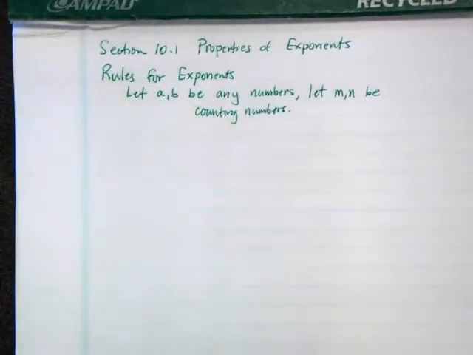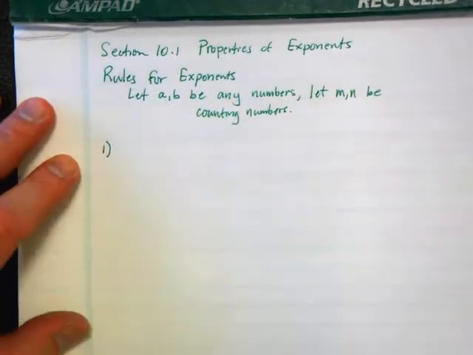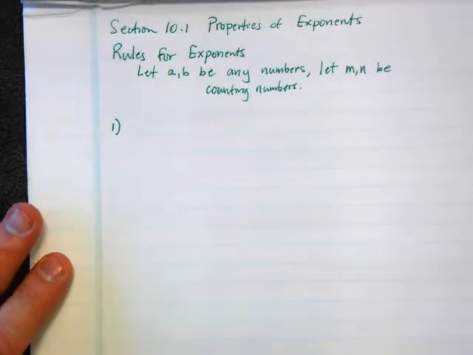So what are counting numbers? What do I mean when I say M and N are counting numbers? What are the counting numbers? If you're going to count, you go 1, 2, 3, 4, 5. Those are the counting numbers. Okay, so rule number 1. Don't know how many rules we're going to have here. We're going to have a whole bunch of them in the end.